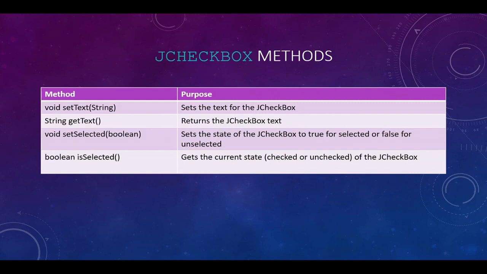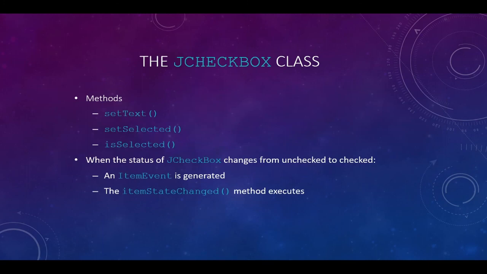Now some methods: getText, setText, setSelected, and isSelected. The main methods that you want to be concerned about are setSelected and isSelected. setSelected true will put a check mark in the checkbox, and setSelected false will clear the check mark out of your checkbox. isSelected is going to tell you whether the user has put a check mark into that checkbox or not.